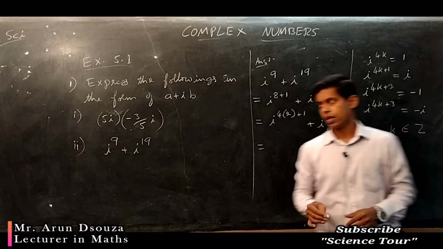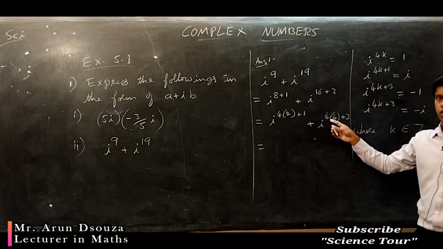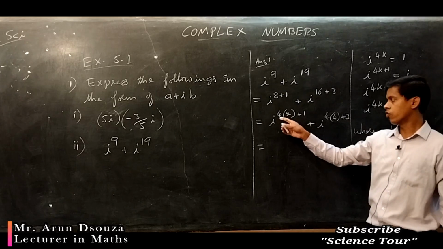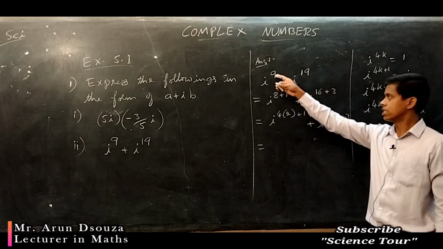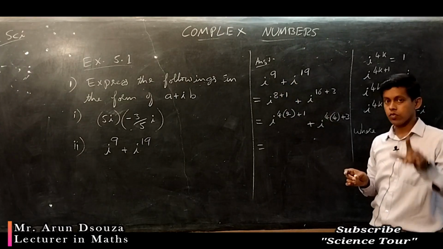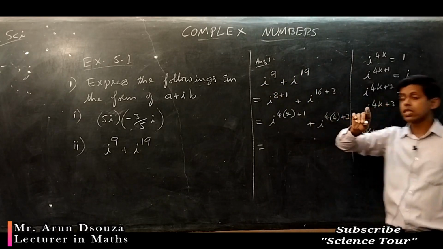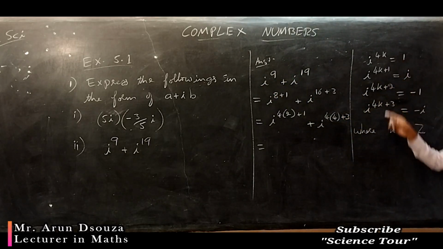Now tell me, is it correct? 4 into 4, 16 plus 3, 19. And this is 4 into 2, 8 plus 1, that is 9. Understood this? We are just writing this number as one of these forms.